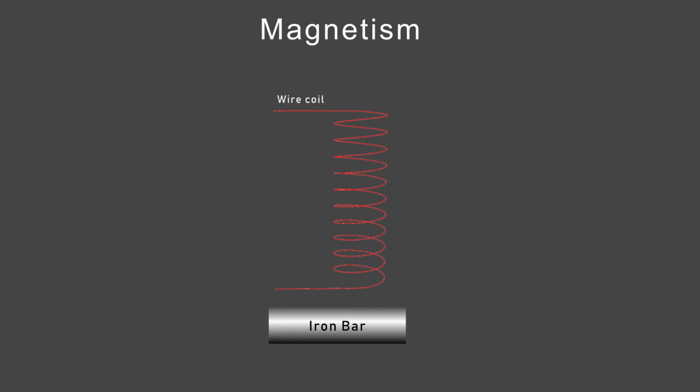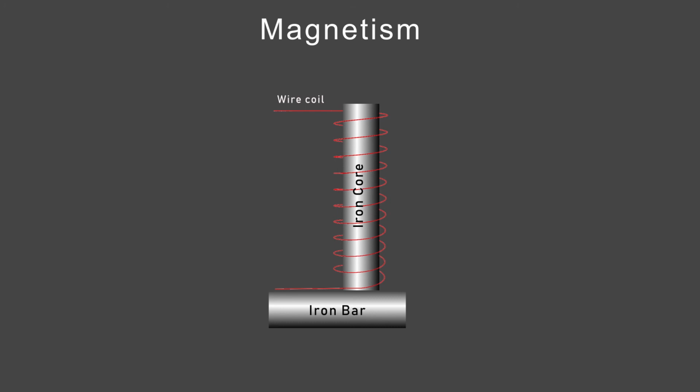If a core is placed in the wire coil, the iron bar is attracted strongly, because the core is soft iron, which conducts magnetic lines of force. When current is passed through the wire coil around the core, the core becomes magnetized with high power, which is called an electromagnet. This function is widely applied in industries.